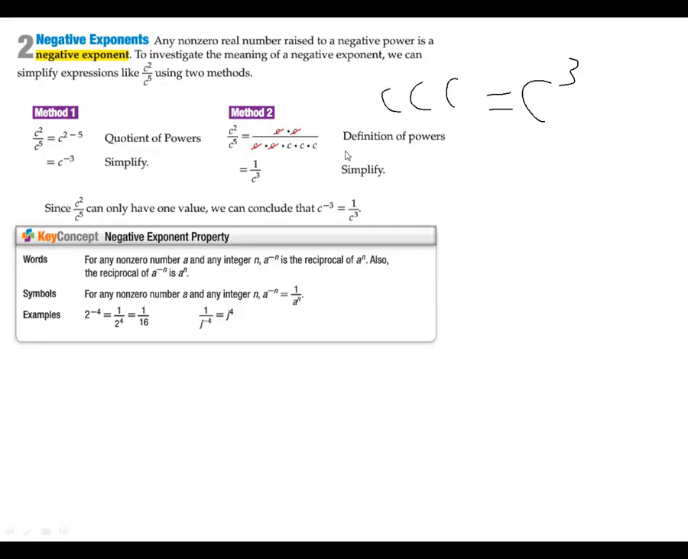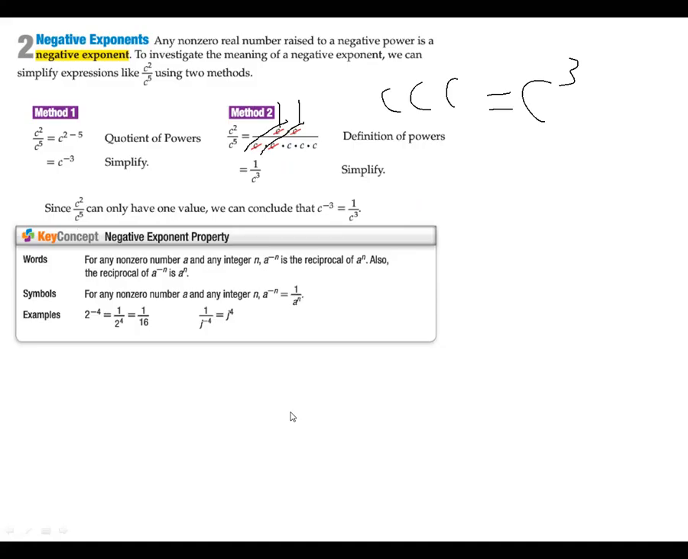But not really, because c divided by c is equal to 1. So you still have 1's in the numerator, because you divided a number or a variable by itself. So it's actually 1 over c cubed. You can't just magically get rid of the numerator, okay? So again, since c squared over c to the fifth can only have one value, you conclude that c to the negative 3 power is equal to 1 over c cubed.